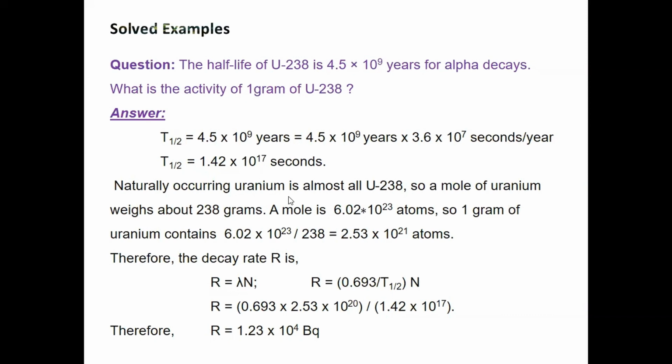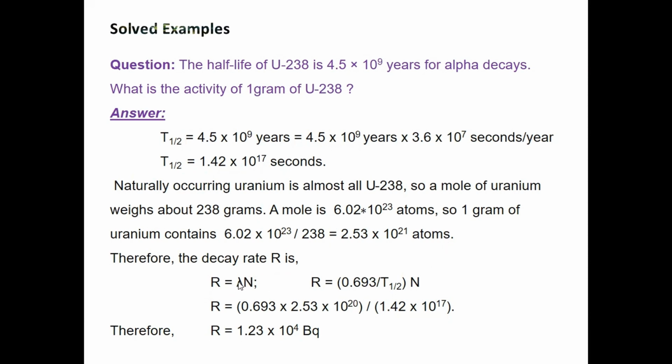Once we have this answer in seconds, then we go further and try to find out the numbers. We know that the naturally occurring uranium is almost all U-238. So a mole of uranium weighs about 238 grams. A mole is basically 6.02 into 10 to the power 23 atoms, which is Avogadro's number. 1 mole always contains Avogadro's number of atoms or molecules. So 1 gram of uranium will contain the Avogadro number divided by the weight expressed in grams, which is 238 grams.